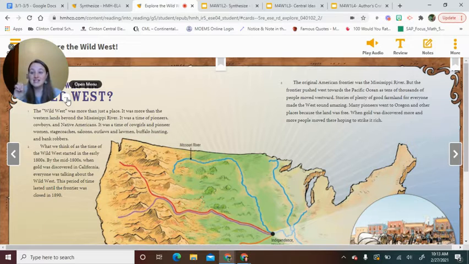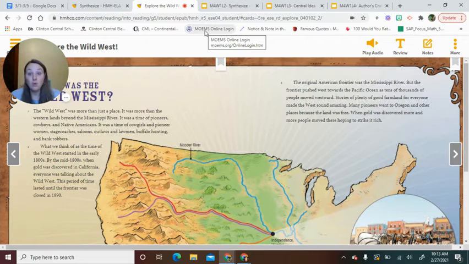So I'm going to synthesize that information that I know from before, and then I'm going to try and add more information. So I'm thinking that it has to do with a place right now. Where was the Wild West? The Wild West was more than just a place. Ooh, okay, so I'm already knowing that I'm going to have to add in some more information.